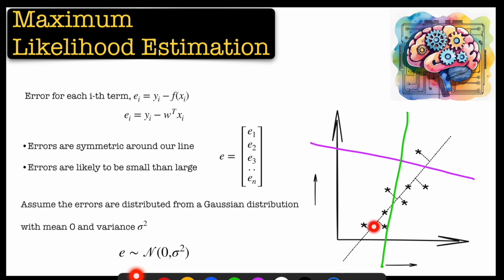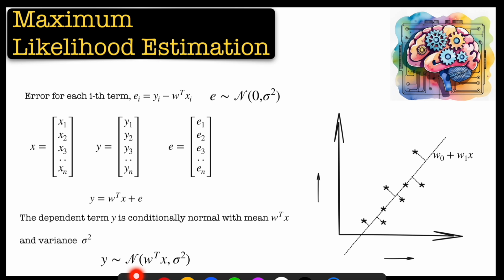If we get a perfect line, then errors will be symmetric around that line and errors are likely to be small rather than large. So we can assume the errors are distributed from a Gaussian distribution with mean 0 and variance sigma square. So these errors are coming from a Gaussian normal distribution with mean 0 and variance sigma square.